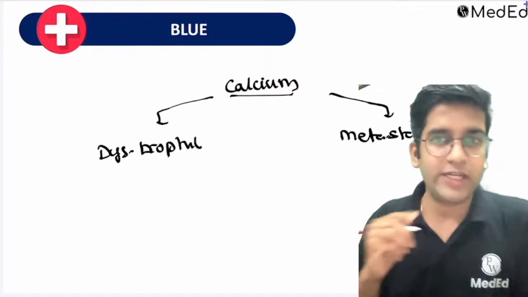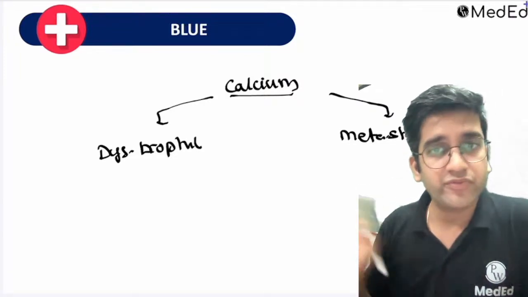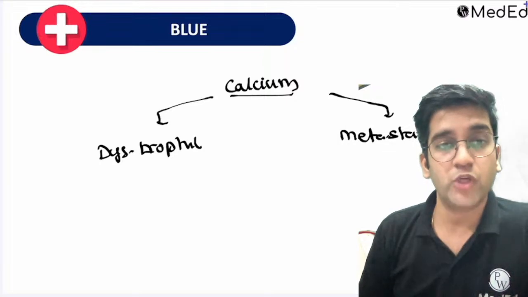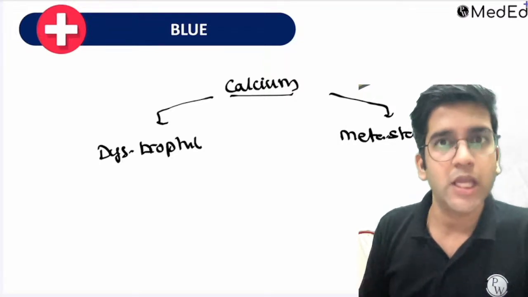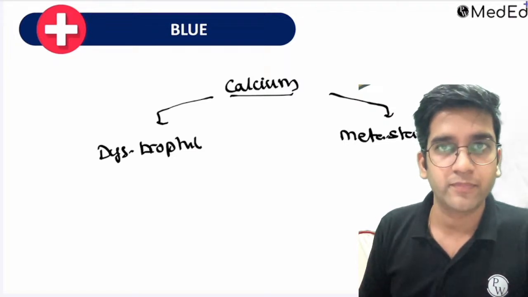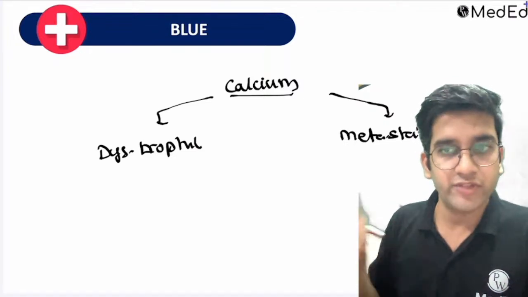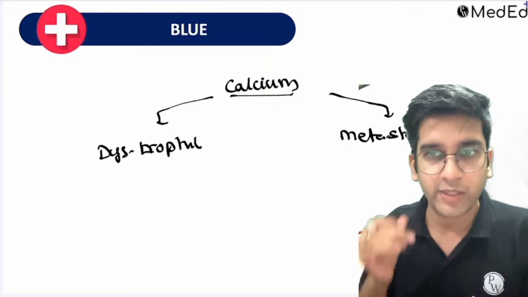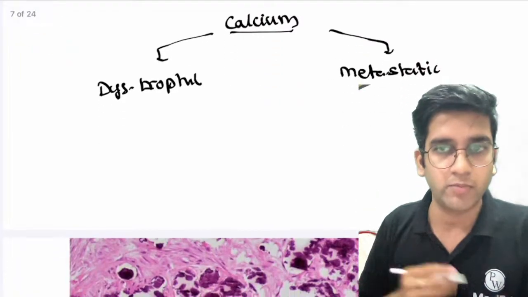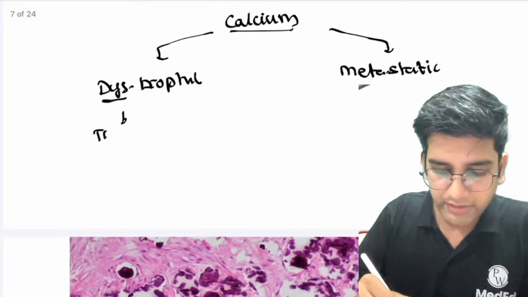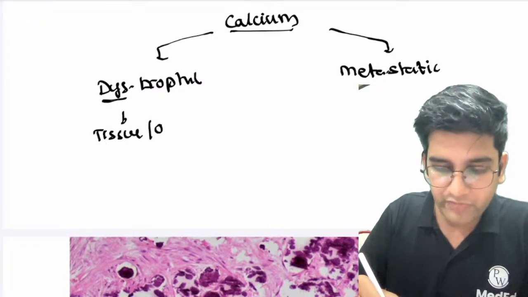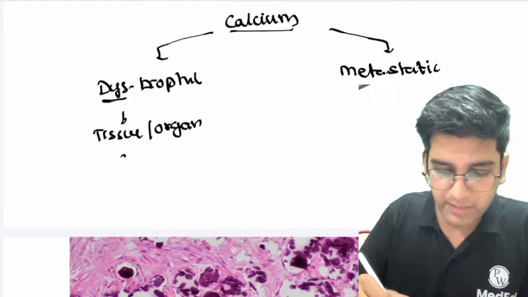Okay. Just one thing I'm going to ask here. In which of these two types of calcification, dystrophic or metastatic, will the tissue be abnormal? When do you think the tissue goes abnormal? Perfect. I want you guys to answer. In dys, dys means abnormality, right? Here, the tissue or the organ where I see the calcification will be abnormal.